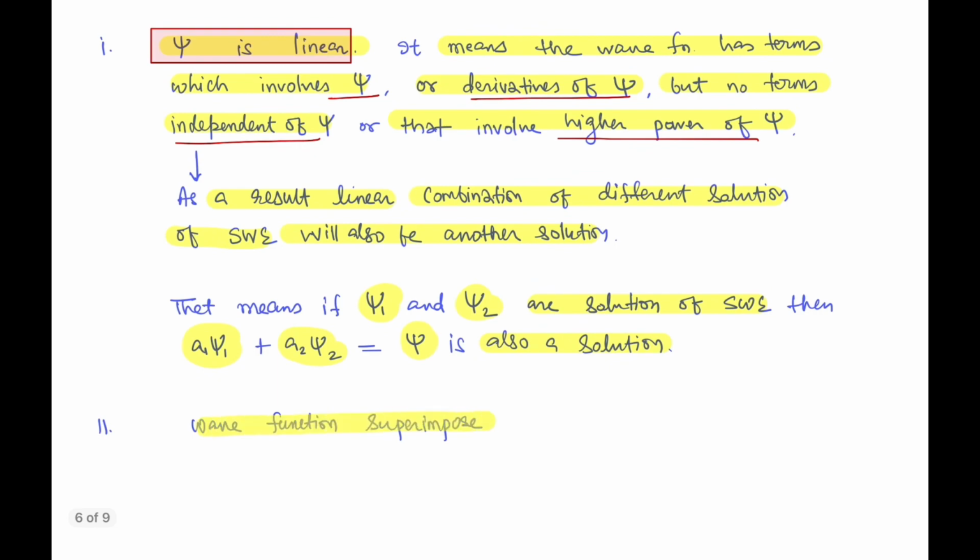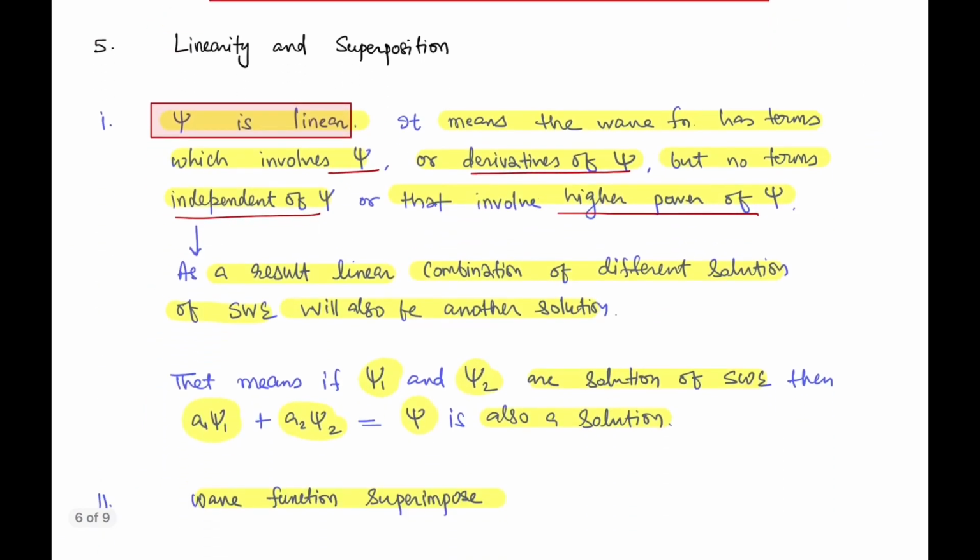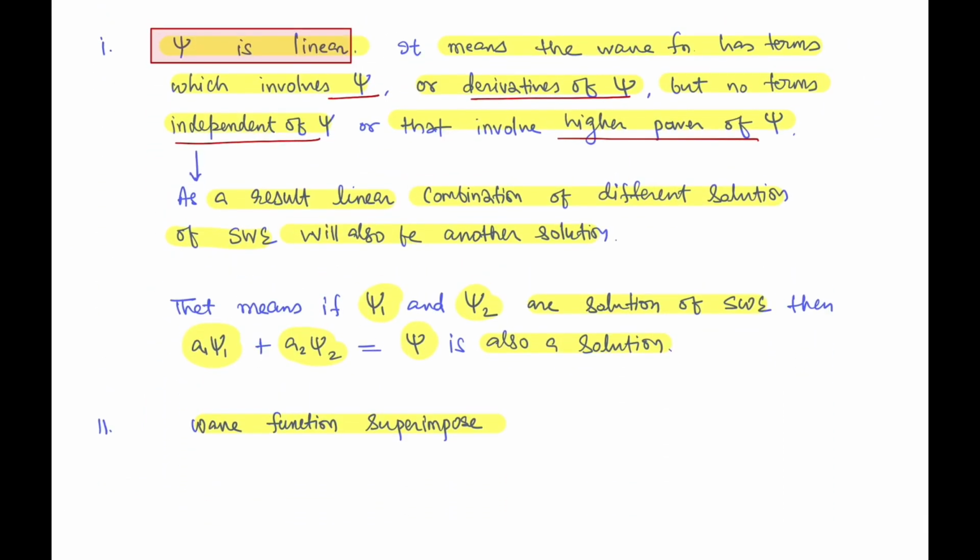And wave functions simply superimpose. That means you could add them simply. Suppose that you have two wave functions at the same time, psi1 and psi2, then you could simply add them to get another, that is psi, or you may say psi3.